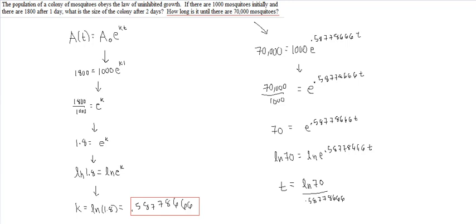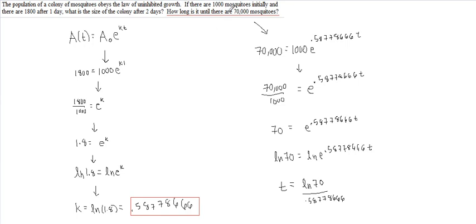Okay, so the problem says that the population of a colony of mosquitoes obeys the law of uninhibited growth. There are 1,000 mosquitoes initially, and there are 1,800 after 1 day. What's the size of the colony after 2 days? And how long is it until there are 70,000 mosquitoes? So I'm just going to do this second part instead of both questions.